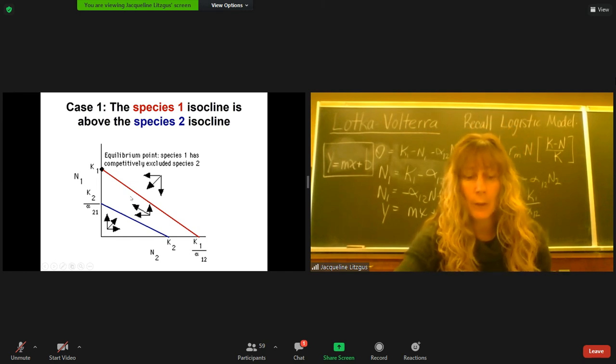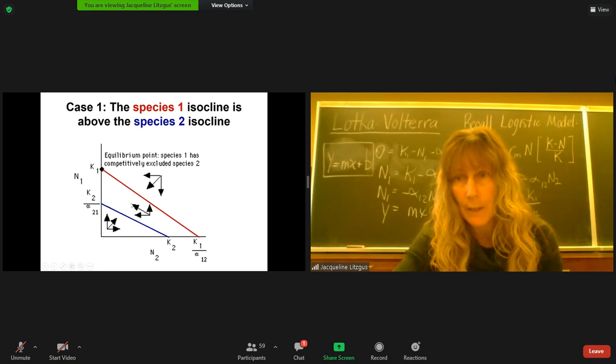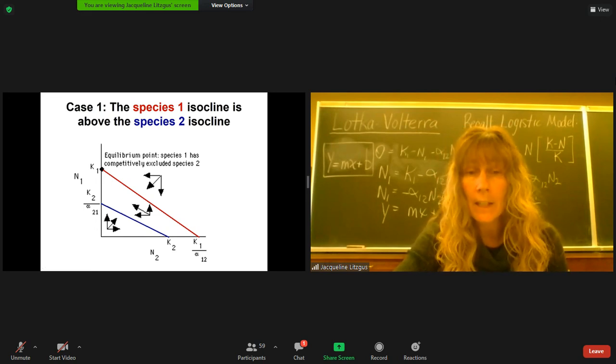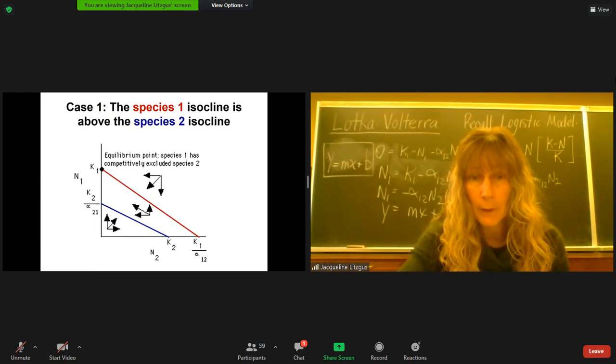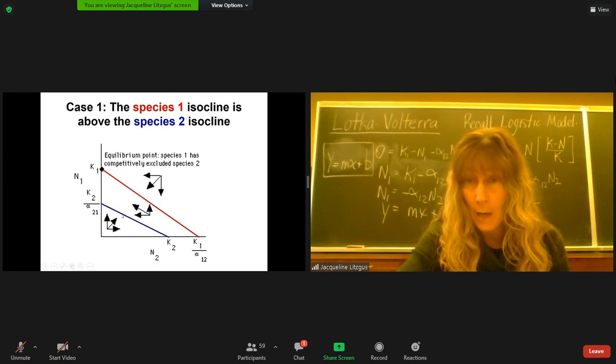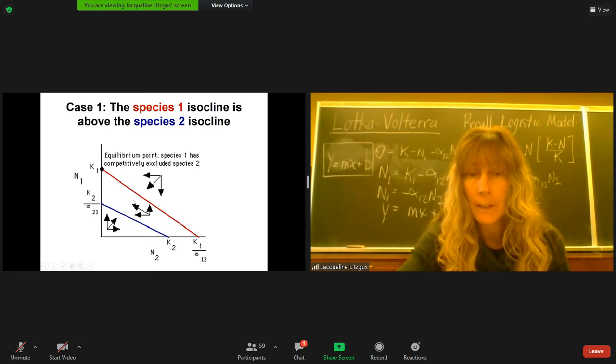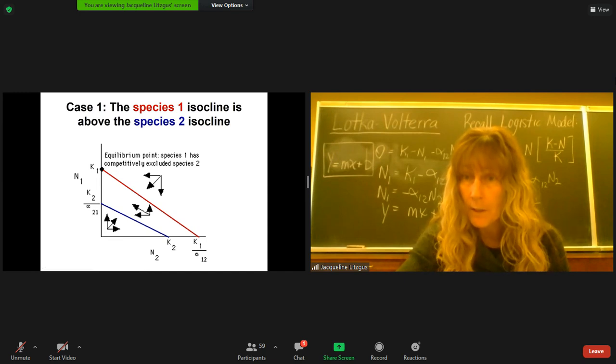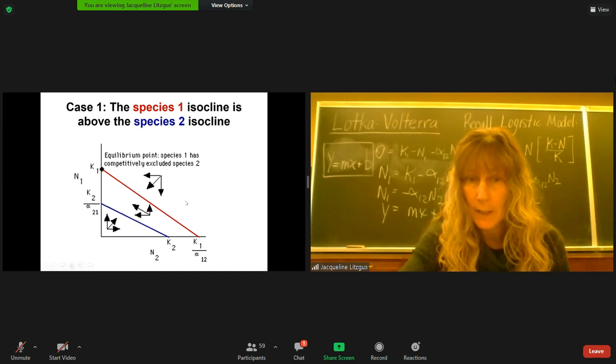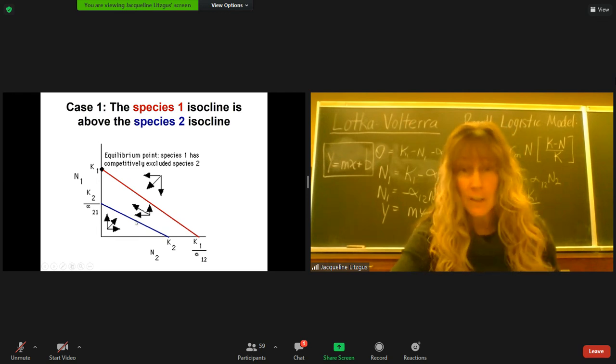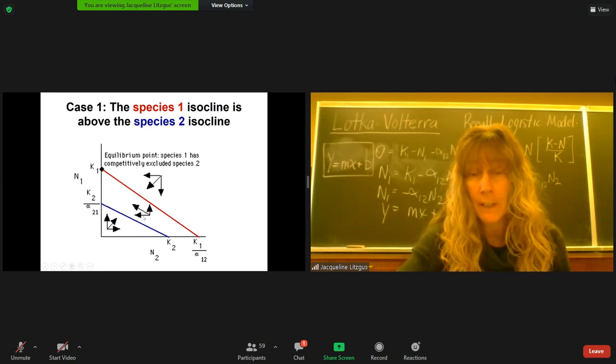Now it gets a little more interesting. We have to think about what's happening in this piece of the state space graph. In this case, we are below the species one isocline, but above the species two isocline. If we are below species one, then species one is still growing, so that is the up pointing arrow. But because we're above species two's isocline, species two is going to decrease. It's exceeded its carrying capacity. So the common vector here is this arrow pointing in this direction.